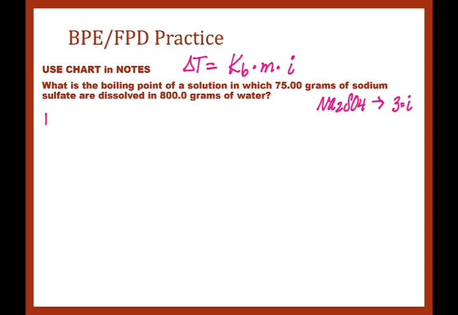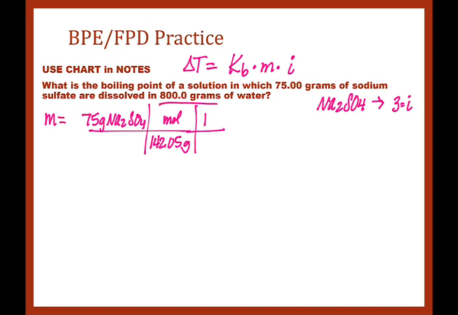I do not have my molality, so I'm going to have to calculate that. I have 75 grams of the sodium sulfate, and I'm going to divide by the molar mass of that, which is 142.05 grams per mole. Then I'm going to divide by the solvent, which is 0.8 kilograms of water. So I'm going to get a molality of 0.66 little m. And I believe in your notes the KB value is a typo. If you look at the chart, it's actually 0.512, not 5.12. So please cross that out and correct it in your notes.